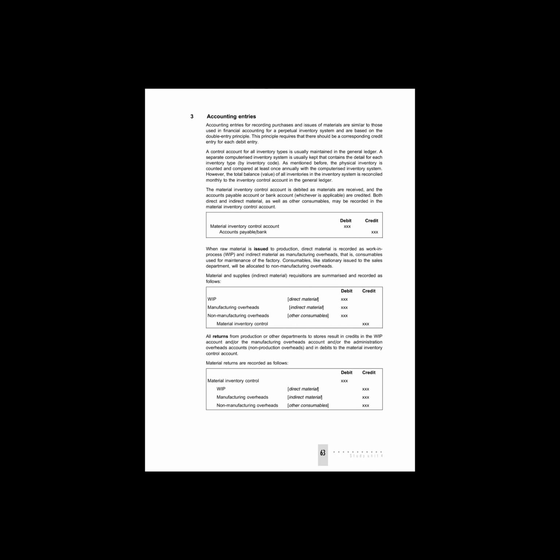Now, what happens when the raw materials are issued to production? This is the first journal, when you are receiving the inventory, when you are purchasing inventory. Then the second journal now deals with when it's being issued to production. So direct materials, this is what we came across in the assignment. Direct materials are recorded as work in progress, indirect materials as manufacturing cost. There is a big distinction between those two. So for manufacturing overheads, these indirect materials are going to go under consumables used for maintenance of the factory.